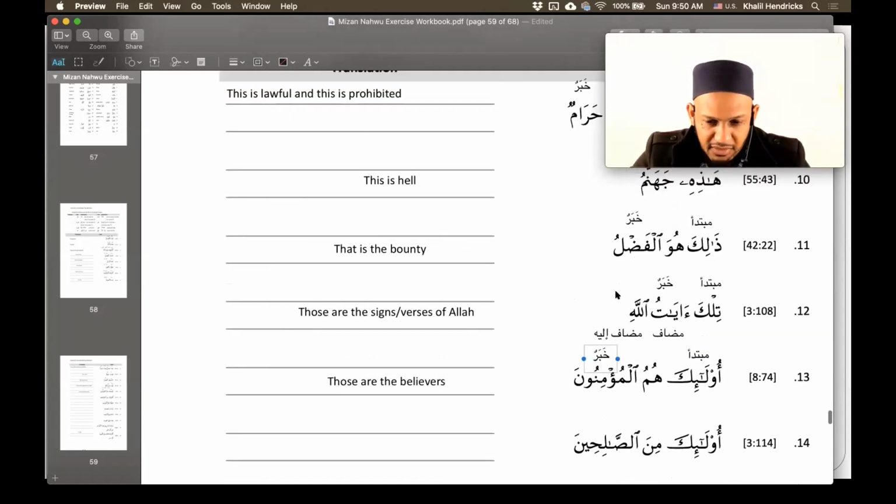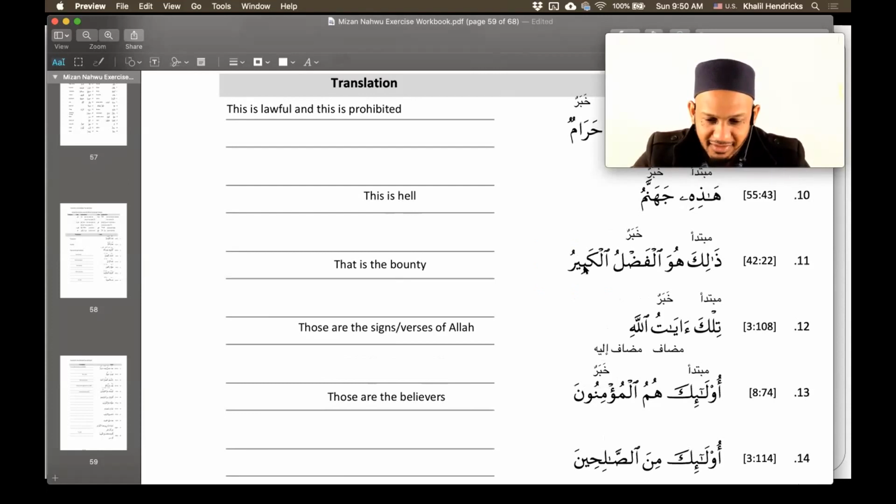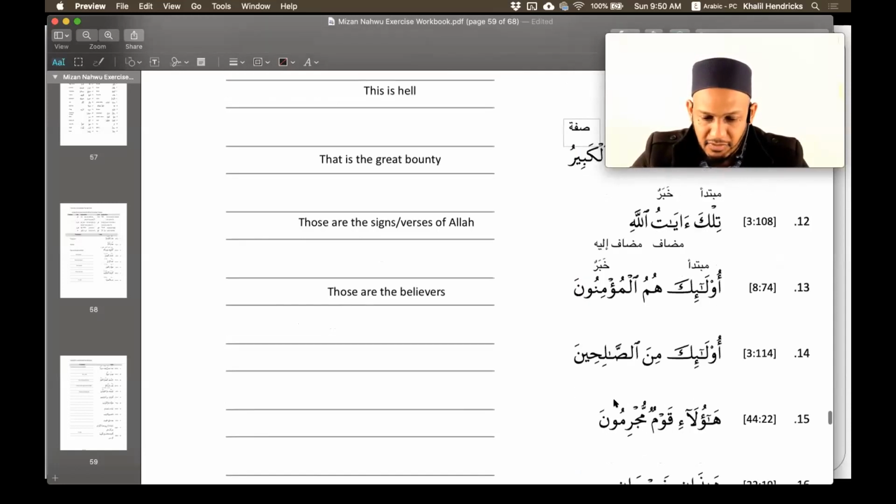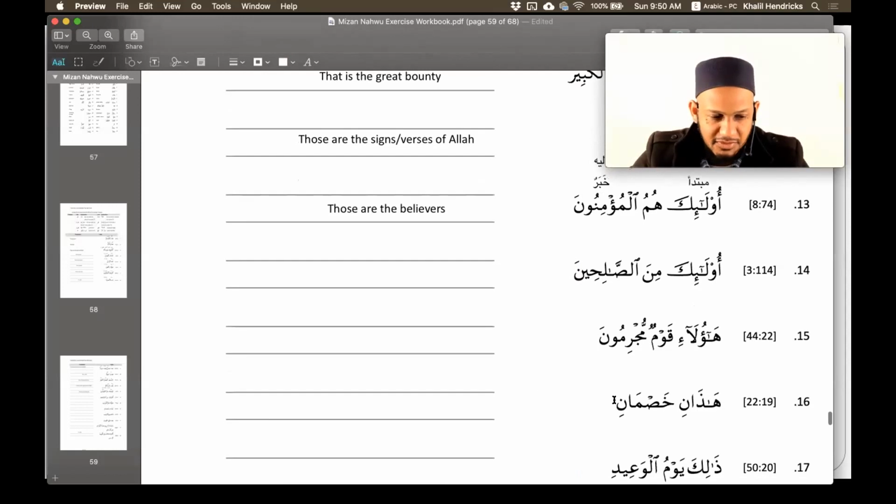Perfect. I should go back here because I actually edited this. ذَلِكَ هُوَ الْفَضْلُ الْكَبِيرُ. I just simply make this ذَلِكَ, that is the great bounty. And this will be a sifa, because I deleted the kabir earlier. It will be a sifa. Okay, good.